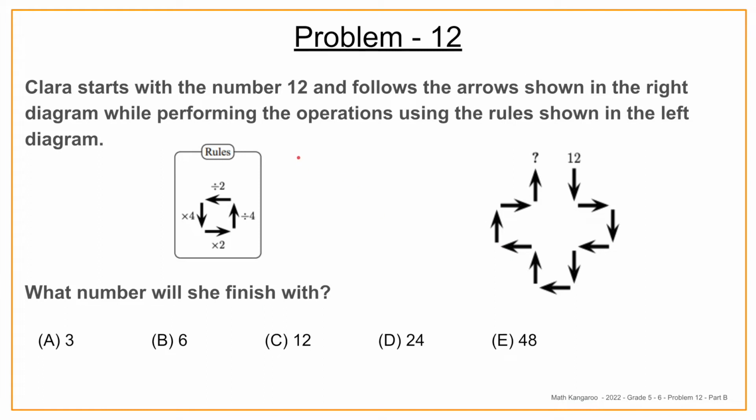Problem 12. Clara starts with the number 12 and follows the arrows shown in the right diagram while performing the operations using the rules shown in the left diagram. This is the left diagram. What number will she finish with? These are our options. This one is a tricky question.